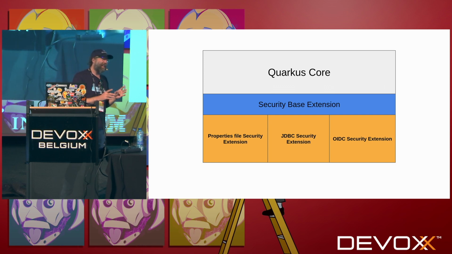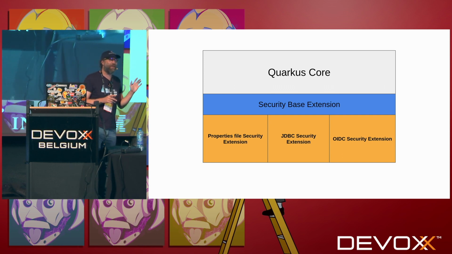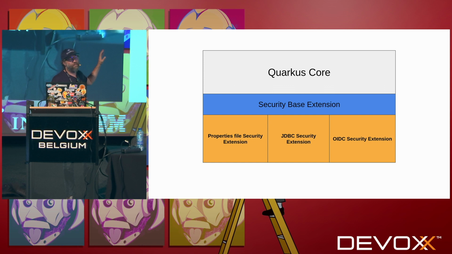Then you have to decide on a concrete implementation of your security extension. You have a few options here. I didn't list them all, but I put 3 of them here. The first one is the property files security extension. That is if you want to put your users, passwords, roles in a property file. Yeah, people are still doing that. You can use that in the really early stages of your project when you're doing a proof of concept, but please don't do this in production, please.